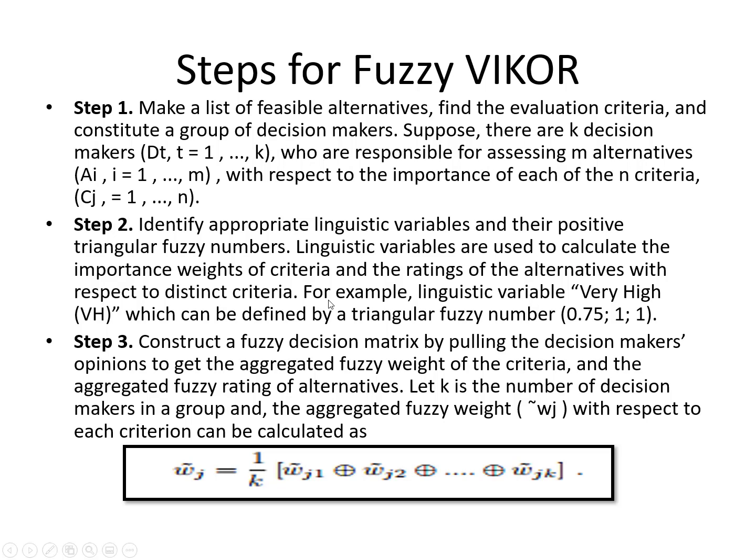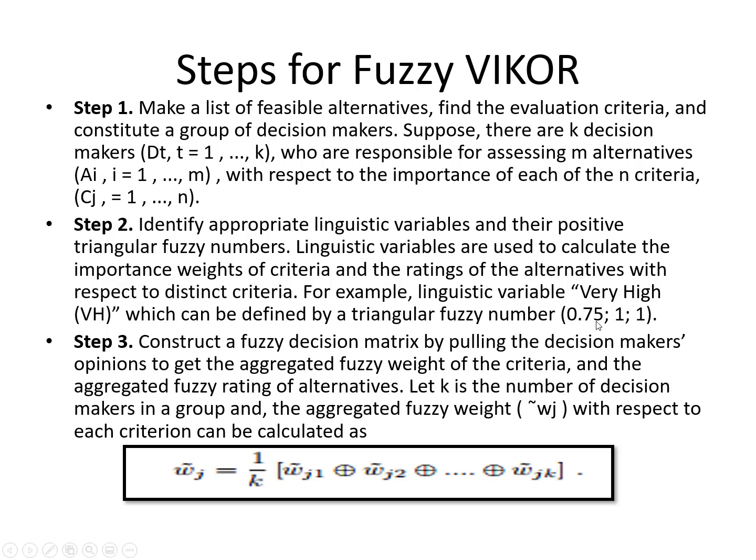Linguistic variables are used to calculate the importance weight of criteria and the rating of the alternatives with respect to distinct criteria. For example, the linguistic variable very high, known as VH, can be defined by a triangular fuzzy number, with a weight of 0.75, a, b, and c. These will be in ascending order, meaning the lowest one first, then the next. They can be the same, like 1, 1, but it will not be like 2 then 1. This is the triangular fuzzy number for very high.